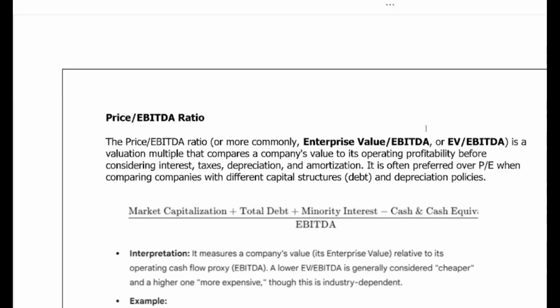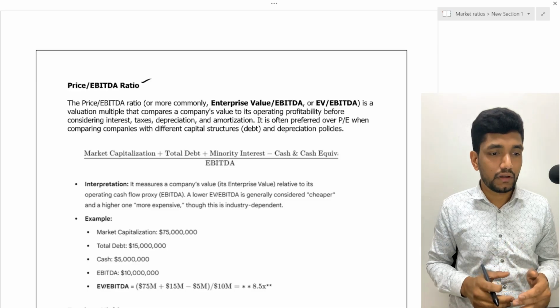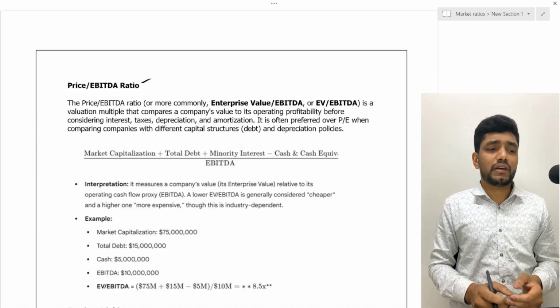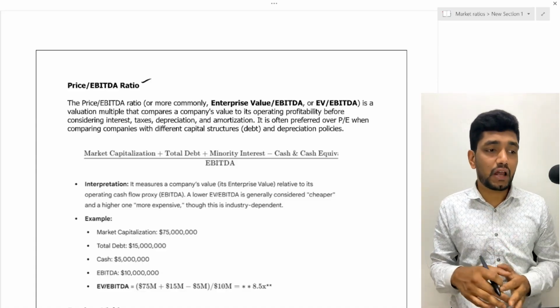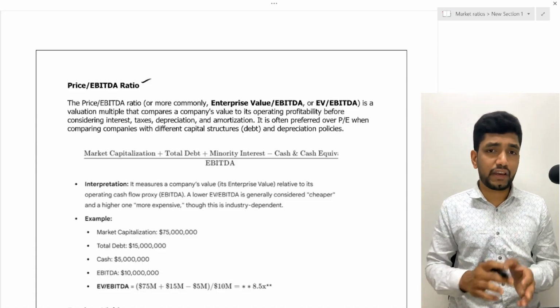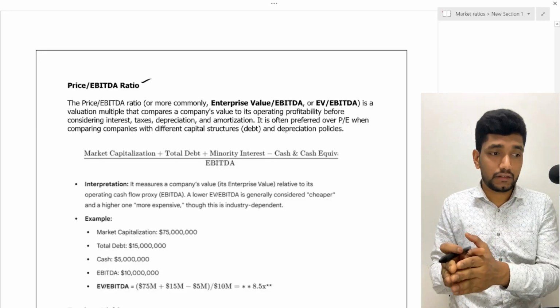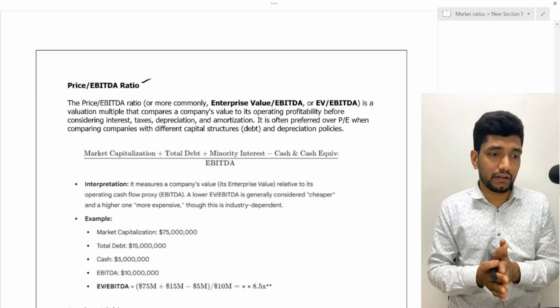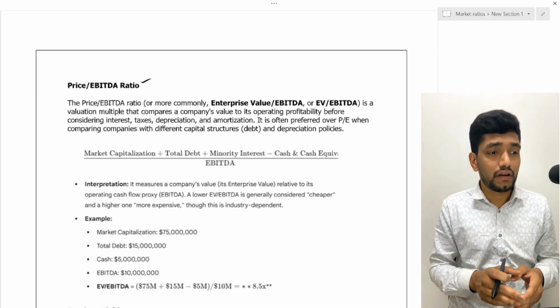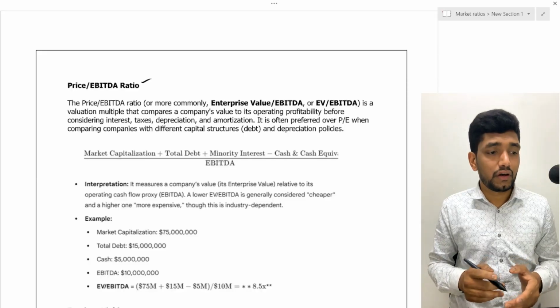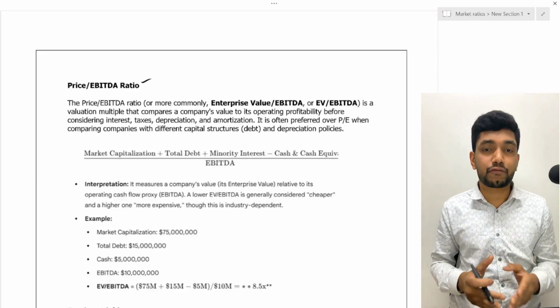Let's move into the next concept, that is price to EBITDA ratio. Again, it compares the market price of a share or of the investment with the earning before interest and tax, depreciation and amortization. Here there is a different formula to calculate it, because in this case we cannot directly take the share price from the market, since it has to consider the debt, interest and everything. So the formula has to be in a different way.